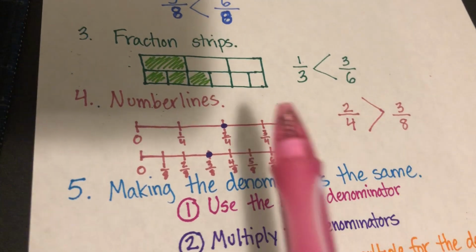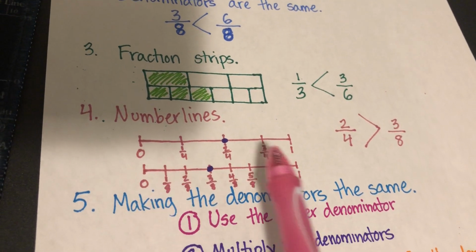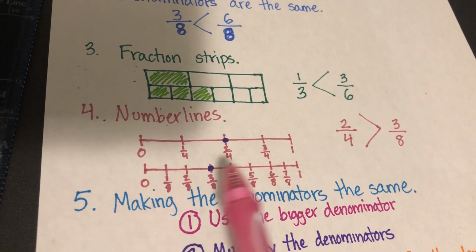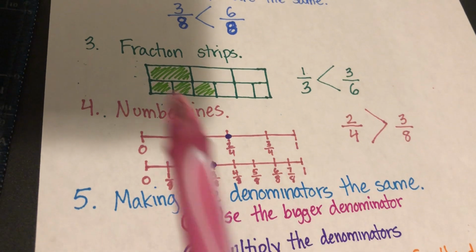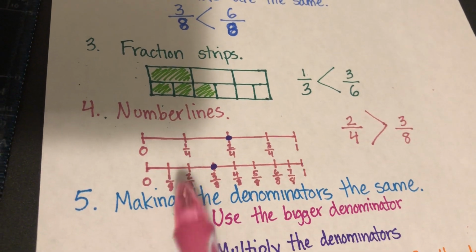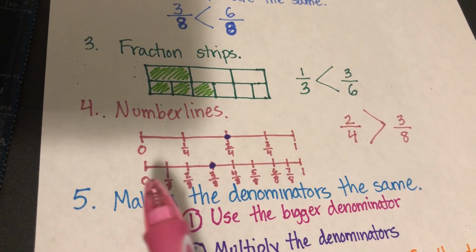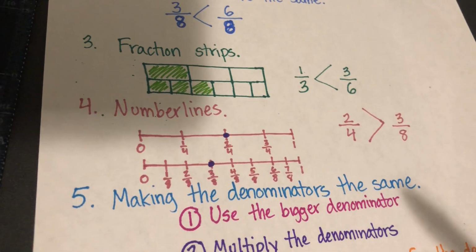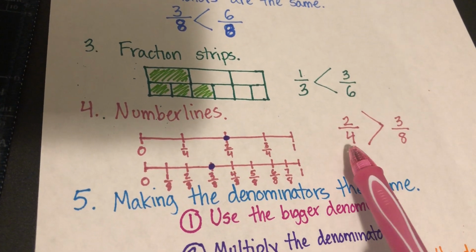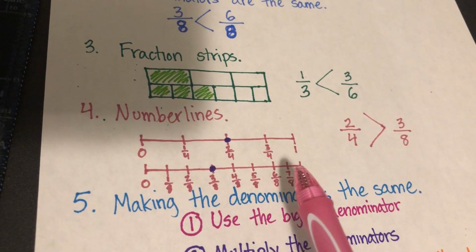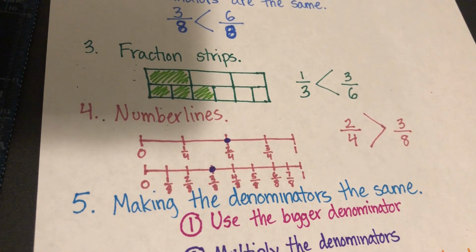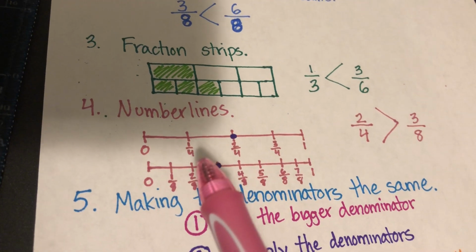We have also got number lines. We practiced number lines about a week ago or so. And number lines, as long as you have the same size holes, same with the fractions, you can pinpoint on a number line where the fraction would be. So I compared 2/4 and 3/8. Here I put my fourths number line, and here I put my eighths number line, and I was able to compare those two fractions using a number line.